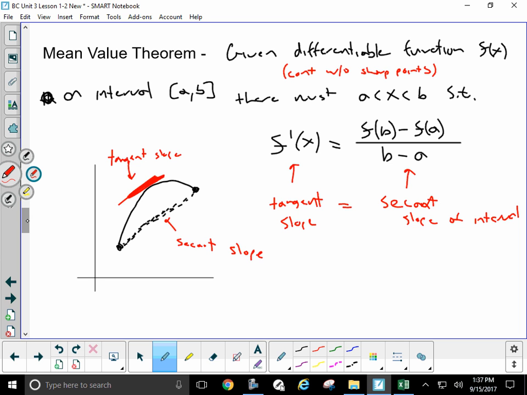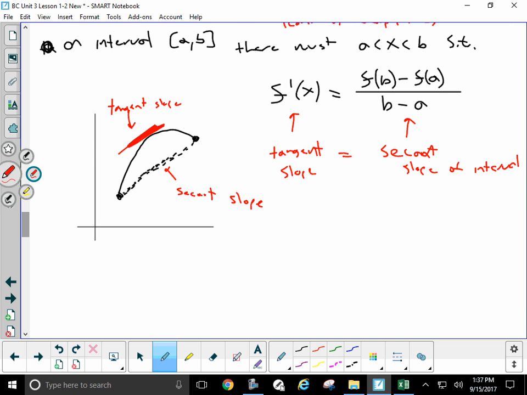Okay? Did it work out for everybody? Some of you probably have multiple locations, right? The mean value theorem just says there's at least one. There might be 5.